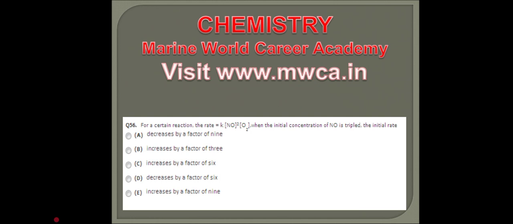Question number 56. For a certain reaction, the rate equation is given, and when the initial concentration of NO is tripled, the initial rate, option A, decreased by a factor of 9. Option B, increases by a factor of 3. Option C, increases by a factor of 6. Option D, decreases by a factor of 6. Option E, increases by a factor of 9.